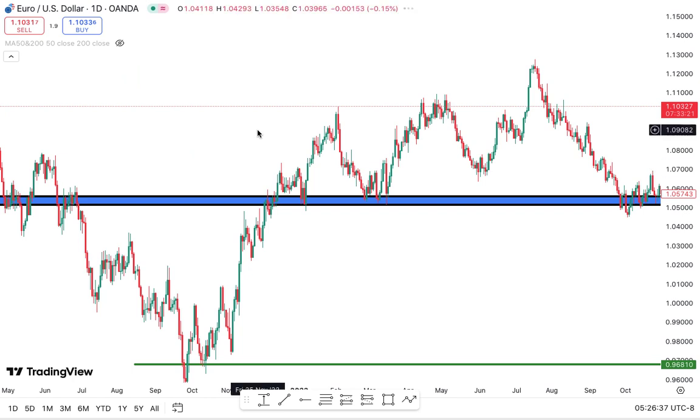As I said to you guys earlier on, plotting your levels, marking out your chart patterns, and understanding how all these things work always go in line.